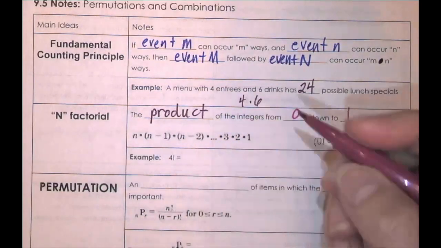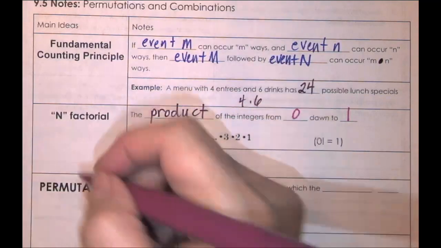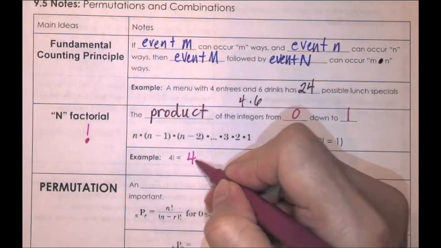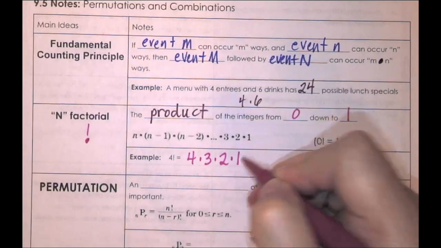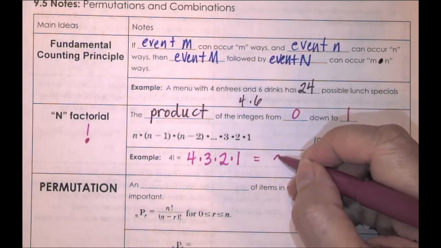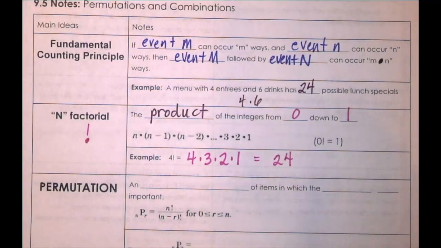So 4 factorial means, now factorial, that's the exclamation point, that means factorial. 4 factorial means 4 times 3 times 2 times 1. Then you multiply that all together and you get 24. The reason we need to know a factorial is that it's part of our permutations and combinations.